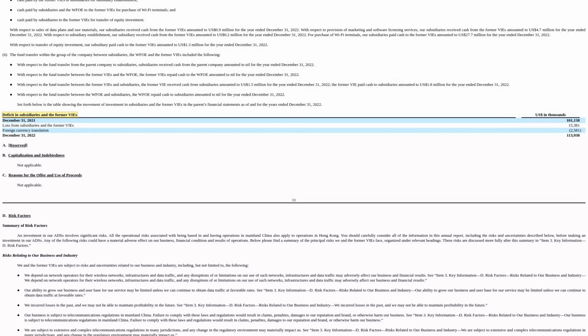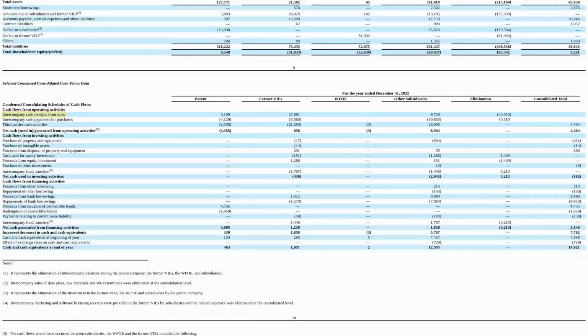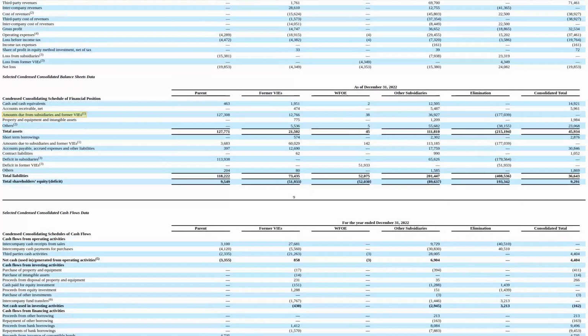Okay, that was a look at key risks. Now let's get a better handle on cash flow data. They also conduct business with other companies, which includes amounts due to and amounts due from subsidiaries and former VIEs, which could have a lack of transparency and increase risks, but it does also seem like they have plans to change this.